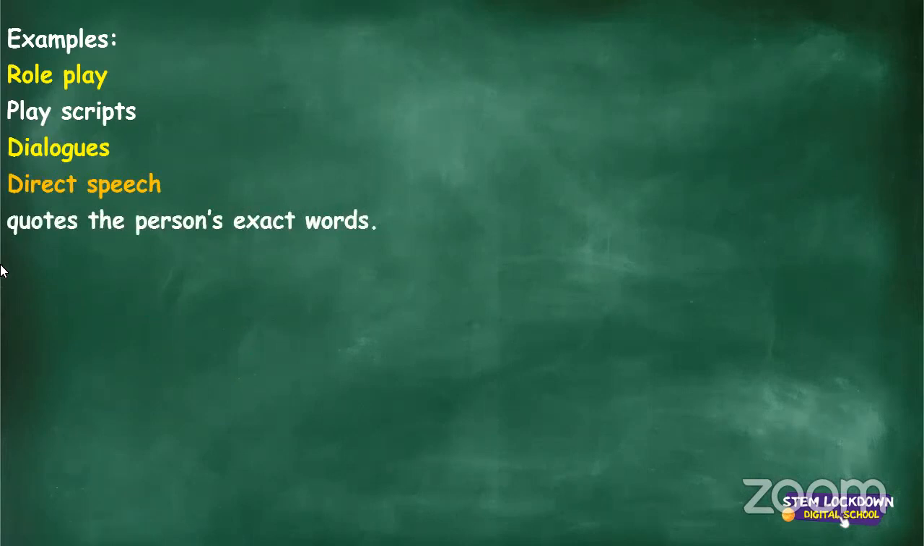Well, okay. If you have done role play or play scripts or even dialogues, you will always notice that there are quotes, in fact, what you call inverted commas. So there are always quotes of the exact words that were said. If we have two characters, Tabo and Cindy, whenever it's Tabo's turn to speak or Tabo is saying something, there will be quotes, okay?